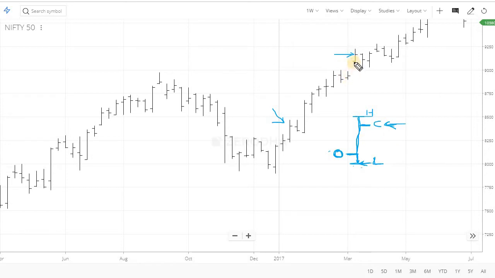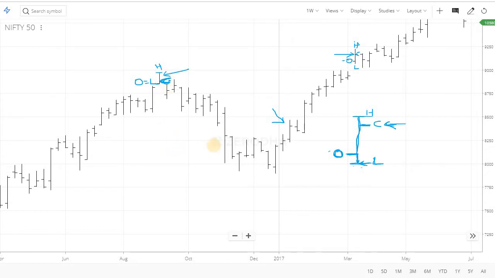Consider this bar. Here it is open, here it is closed. This one is the high, and this one is the low price for that week. Now see this type of bar: price opened here, and the low price and opening price for that week were the same, so the small line is at the lowest point. The opening price was equal to the low price for that week. This was the high price made in that week, and this is the closing price for that week.